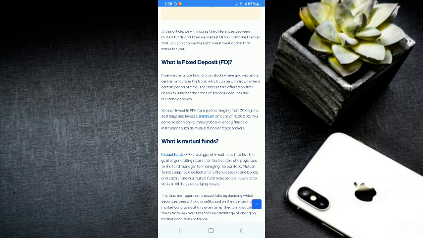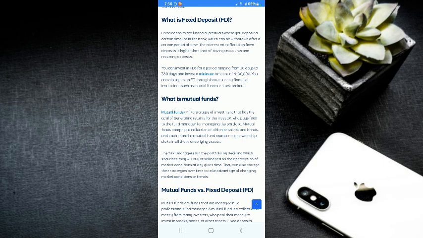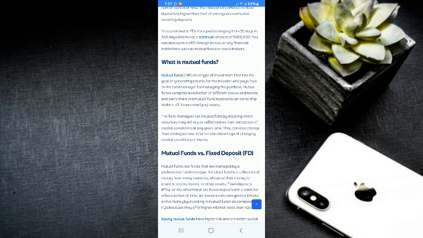First of all, what is a fixed deposit or FD? These are financial products where you deposit a certain amount in the bank which can be withdrawn after a certain period of time. The interest rate offered on fixed deposits is higher than that of savings accounts and recurring deposits. You can invest in fixed deposits for a period ranging from 30 days to 360 days, with a minimum amount of 100,000 naira. You can also open a fixed deposit account through banks or any financial institution such as mutual funds or stockbrokers.